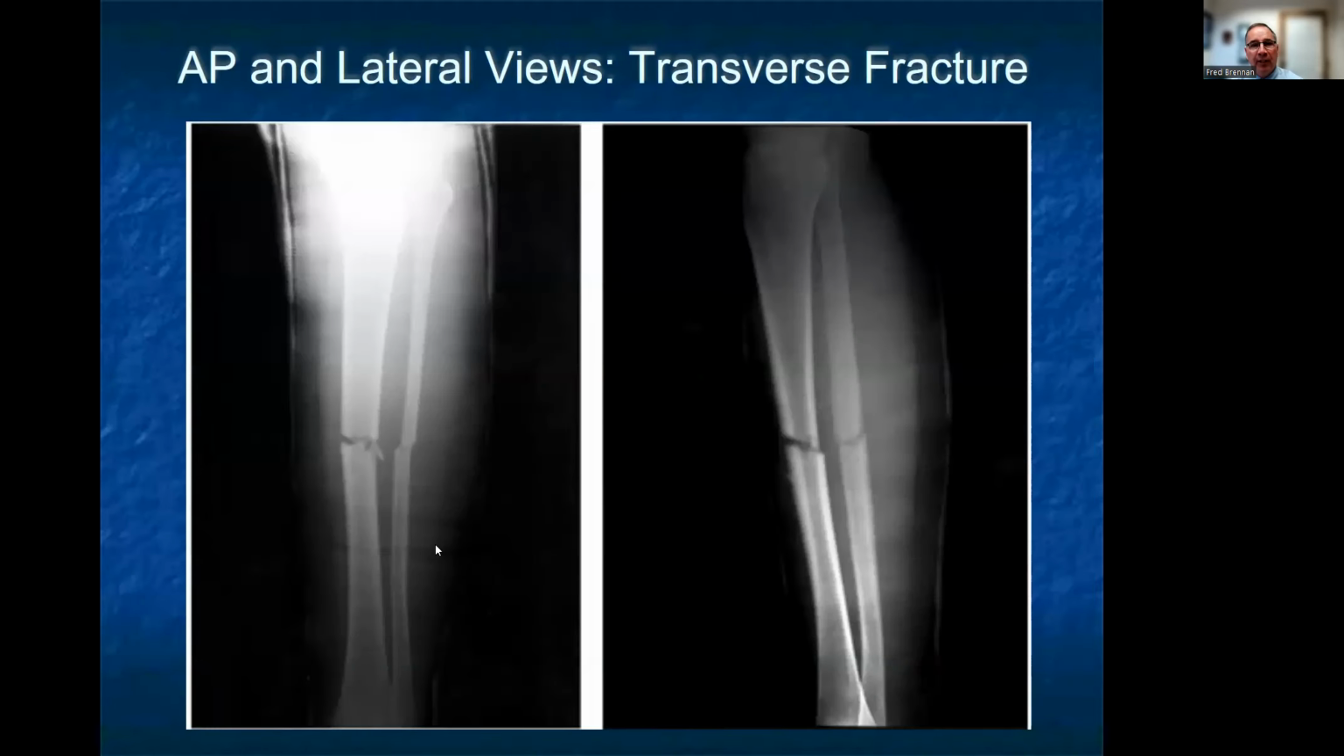Here's a nice example of a transverse fracture here, mid-shaft, both of the tibia and the fibula. It's non-displaced, or minimally displaced. The tibia looks like it's somewhat comminuted, multiple fragments. This looks like it's just two parts in the mid-shaft.